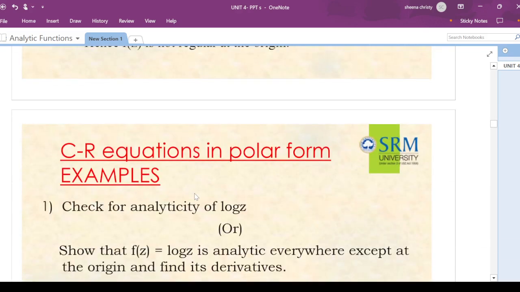Now coming into the second example, which is in polar form, we are going to see it. So consider the function f of z equal to log z.